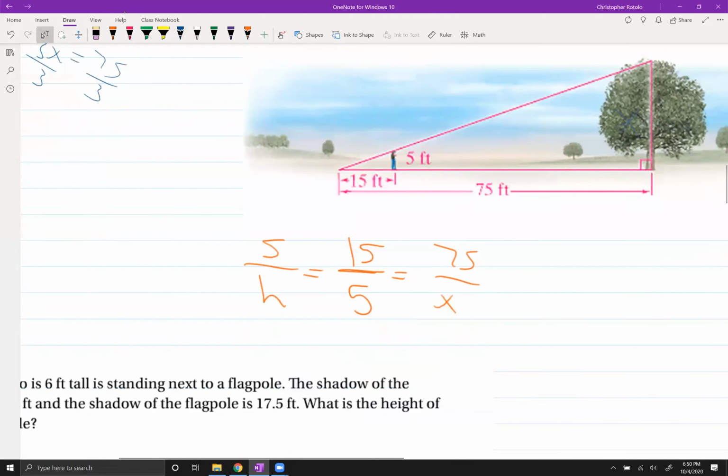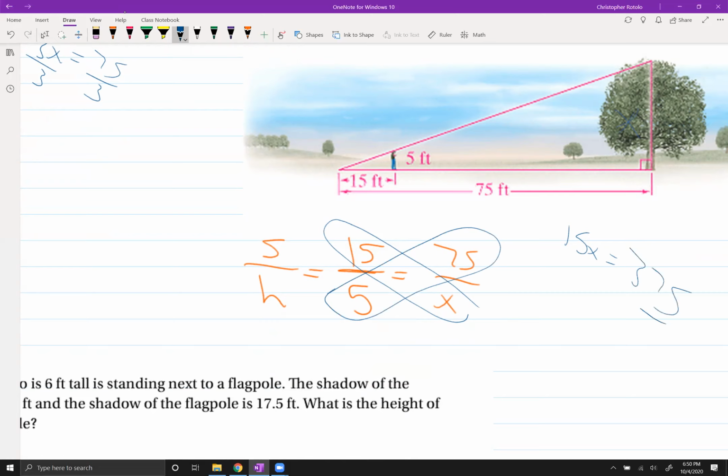So now you got it. We're going to cross multiply. So you get 15x equals, we need 75 times 5. So that's 375 divided by 15. How tall is the tree? Again, the tree is 25 feet, according to our calculations, which is a good thing. It should be taller than the 5 feet that we were dealing with.